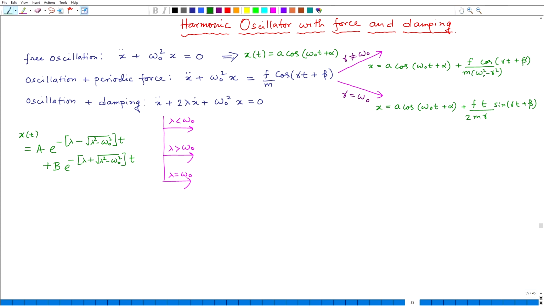So, this should be omega 0 actually, and then again you see when omega 0 is equal to gamma, then we have to find a new type of solution which is much more feasible and does not blow up. We call this the case of resonance.